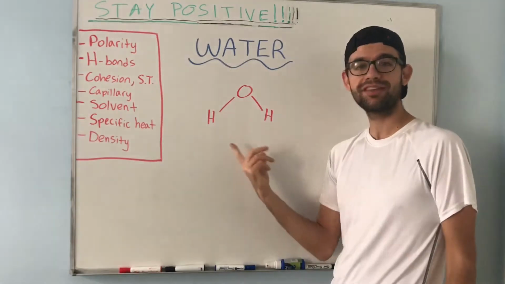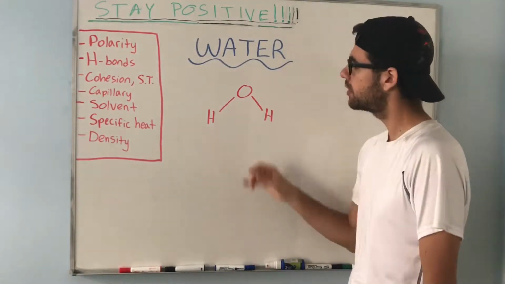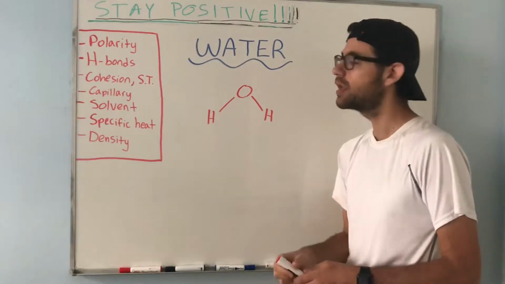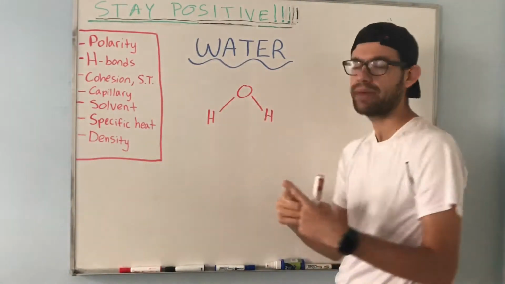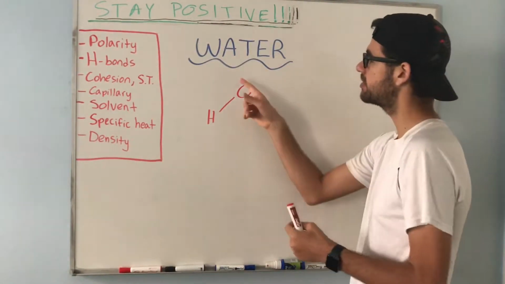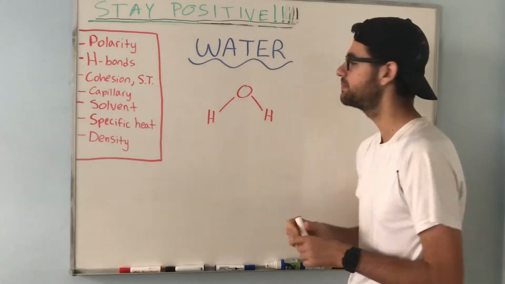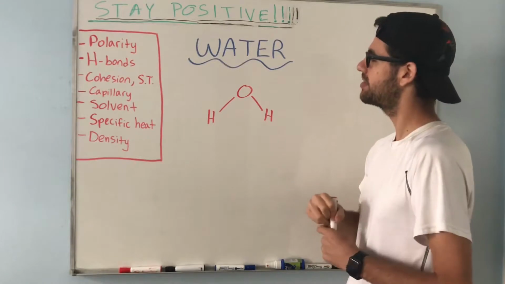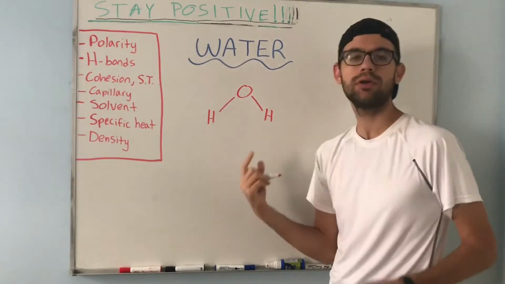So here I've drawn the basic structure of a water molecule. Notice that it's just two hydrogen atoms covalently bonded to an oxygen atom. Also note that the shape of it is bent, kind of like a V, and that's because of the electron distribution. But for now, don't worry about that. What I really want you to take away from this is that water is a polar molecule.